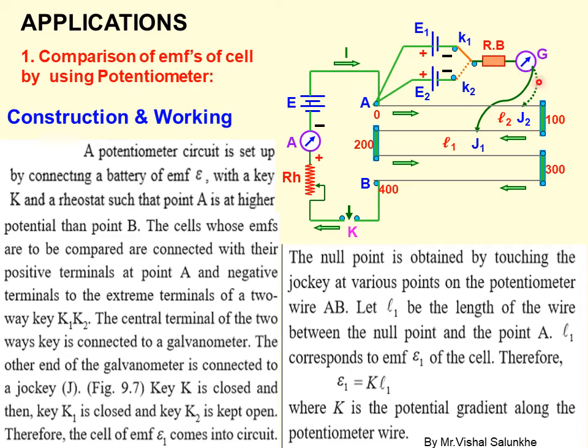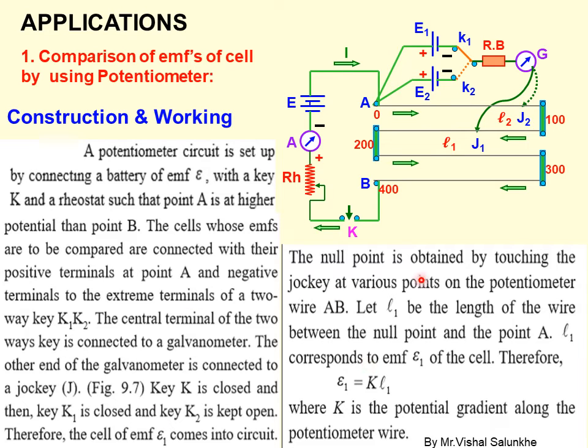Here two jockeys are shown, because obviously we cannot connect two jockeys; we have only one jockey in this experiment. But as we are going to take two readings, J1 for E1 and J2 for E2, that's why the second virtual jockey is shown dotted. I hope I am very clear with the constructive part.